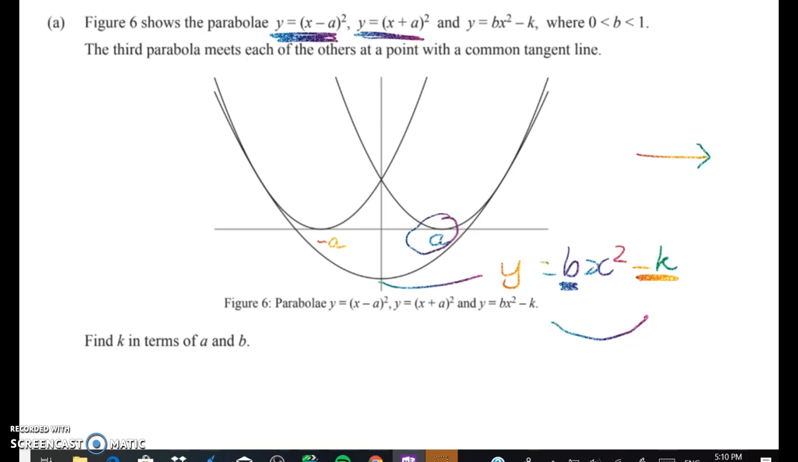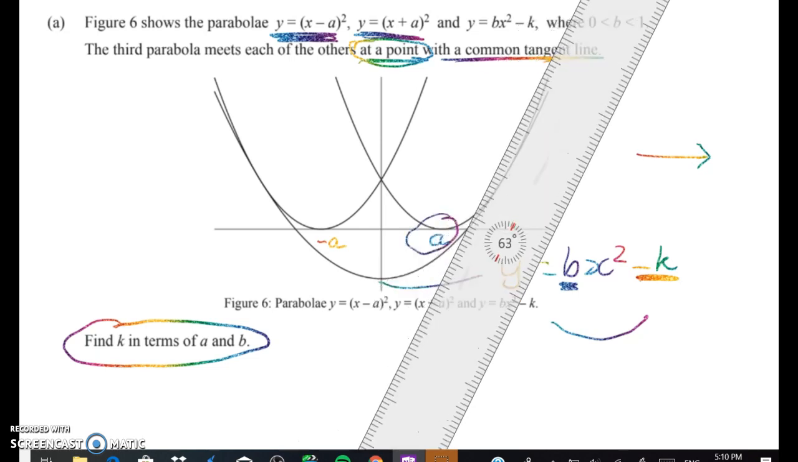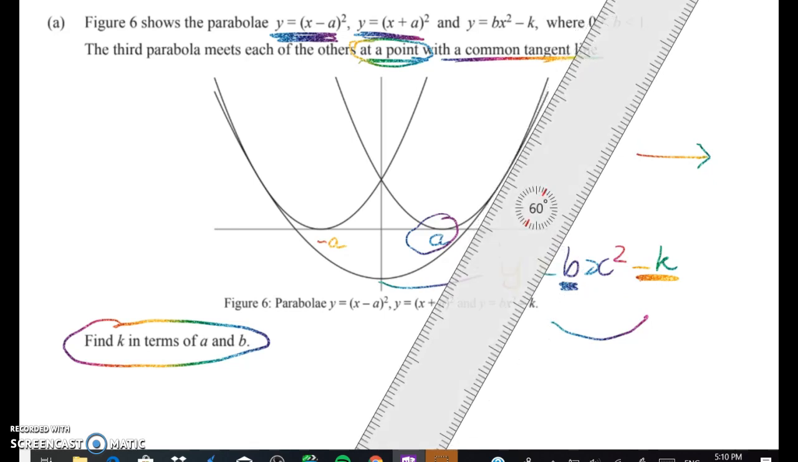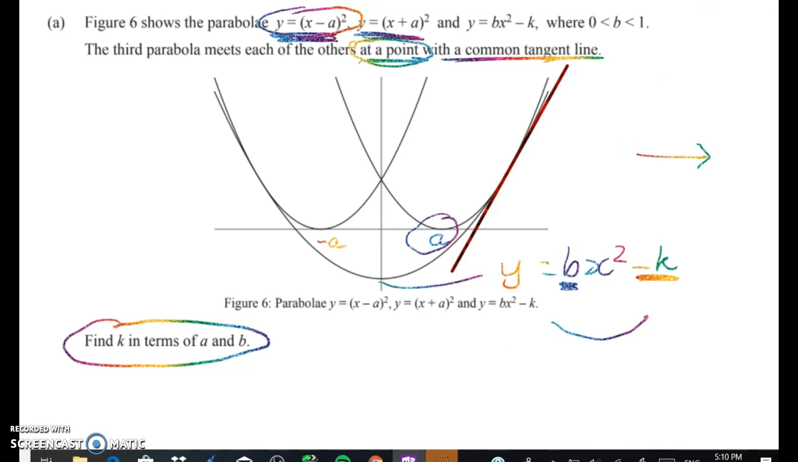And we're told that the third parabola meets each of the others at a point with a common tangent line. And we're going to use both of those ideas in here. Now, what we've got to do is to find k in terms of a and b. So I'm just going to grab the ruler and try and put in that common tangent line. I'm going to work with just the parabola over here and do the rest of the question by symmetry. So there's my common tangent line.